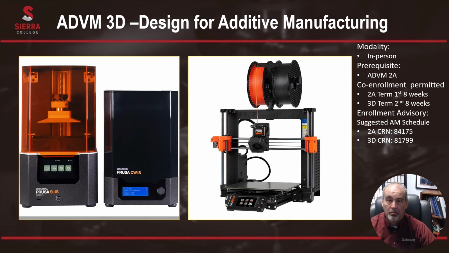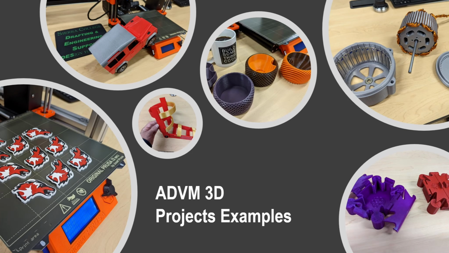We have a suggested morning schedule if you're trying to take 2A and 3D in the same semester. This class starts at 9 a.m. and it's paired with an ADVM 3D class that's on the same days of the week with the same start time. So it's sections 84175 and 81799. If you're going to take it on an evening schedule, this is the second section that starts at 5:45 p.m. It's on the same evenings as the 3D class in the second 8 weeks. So you'll want to take CRN 84321 and 82740.